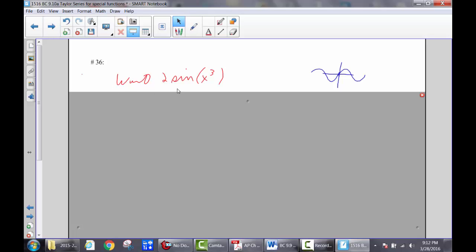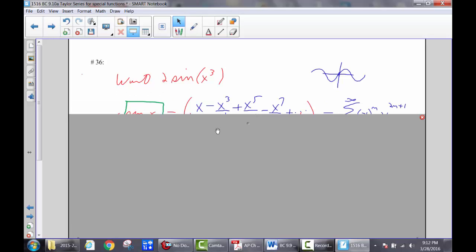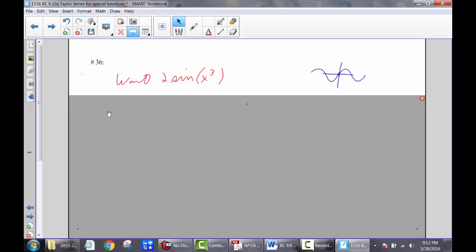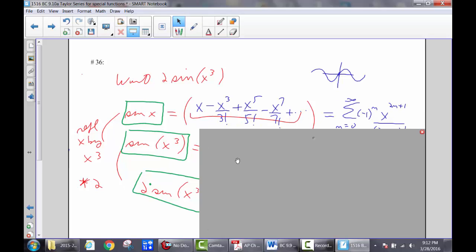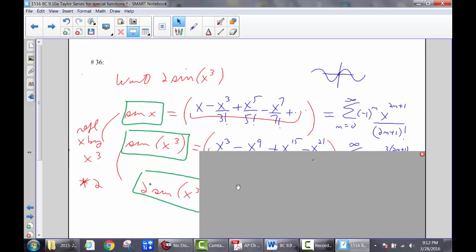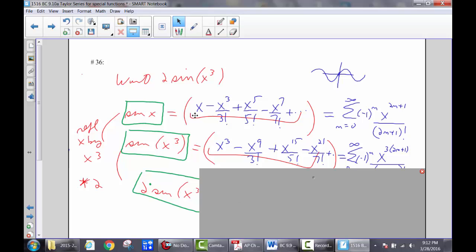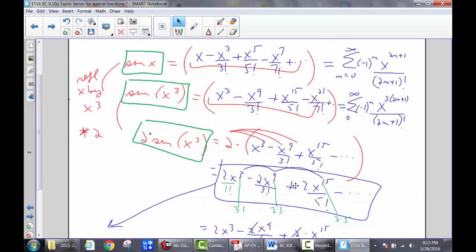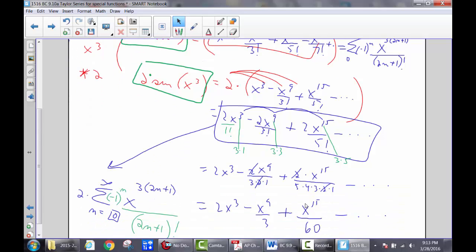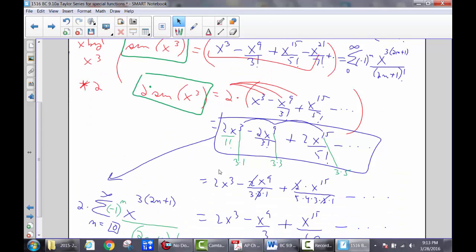If you want number 36, 2 sine of x cubed, you'll start with sine of x, you'll replace x by x cubed, and then you'll simply multiply by 2. So it's 2 steps. So here's our sine of x, which was our odd one. We're going to replace x by x cubed. So you go through, replace all the x's by x cubed, including here. And then you multiply everything through by 2. So here's the first few terms, and summation notation is just this times 2. Boom.